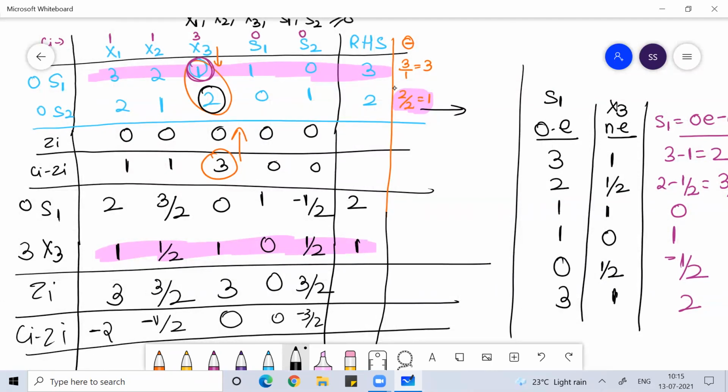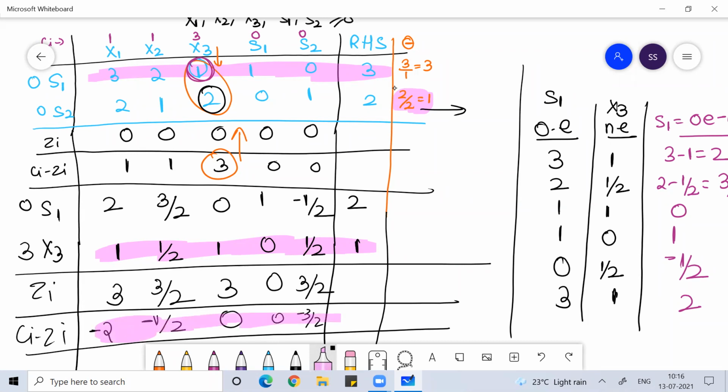This is X3, coefficient is 3, right? Yeah, 3, 1 minus 3, minus 2, 1 minus 1 by 2. That is 1.5, right? 3 by 2. 3 minus 2. Okay, then I'm getting all negative, all 0 only. So here if you notice, all Ci minus Zi, you are getting either 0 or negative.